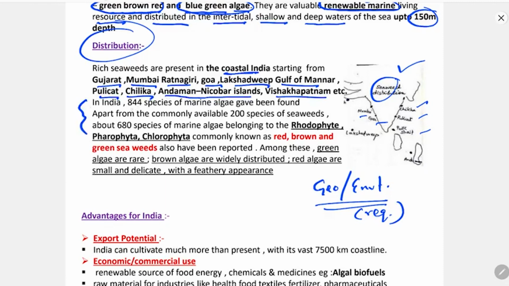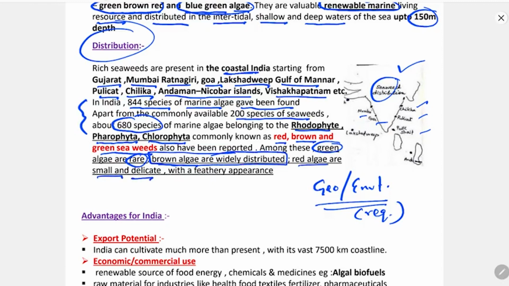In India, about 844 species of marine algae have been found. Apart from the commonly available 200 species of seaweeds, about 680 species of marine algae belong to rhodophyta, phaeophyta and chlorophyta, commonly known as red, brown and green seaweeds. This is also some information which you can write in your answer for enrichment. Among these, the green algae are rare. Brown algae are widely distributed, so this needs to be mentioned, and red algae are small and delicate with feathery appearance. If it's a 150 word question, you can just write one sentence: in India, brown algae are widely distributed.